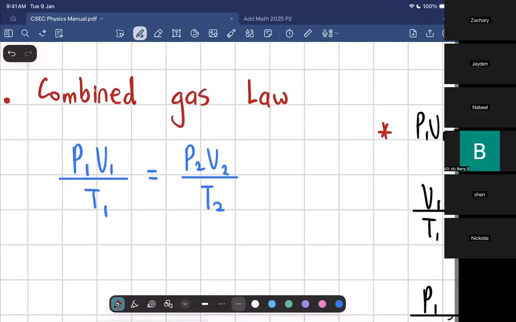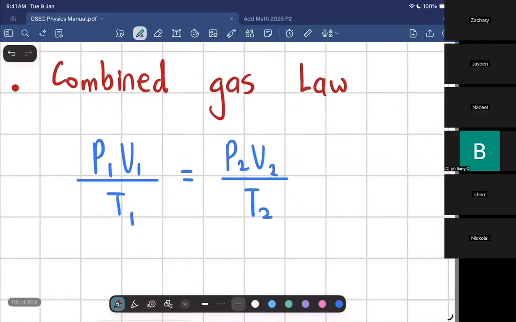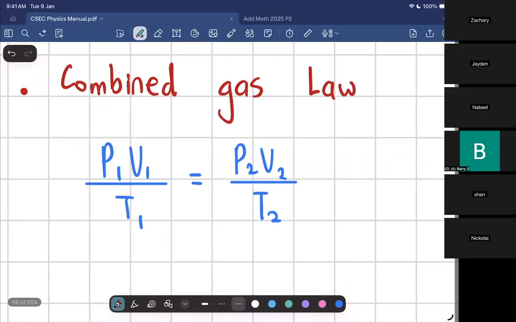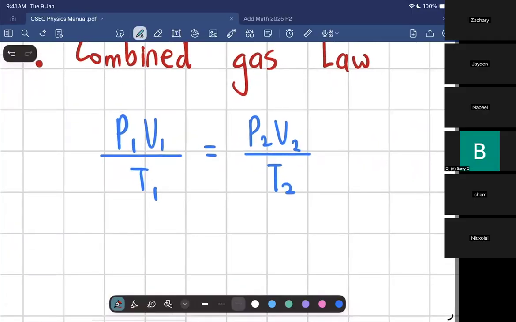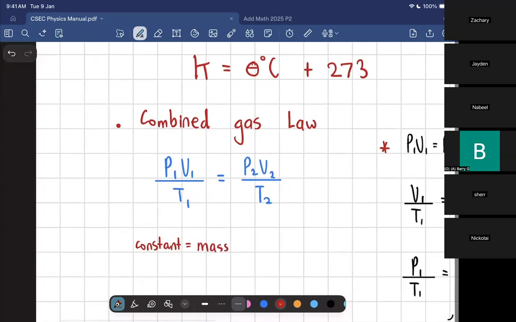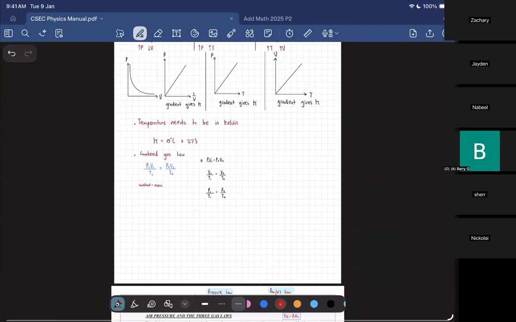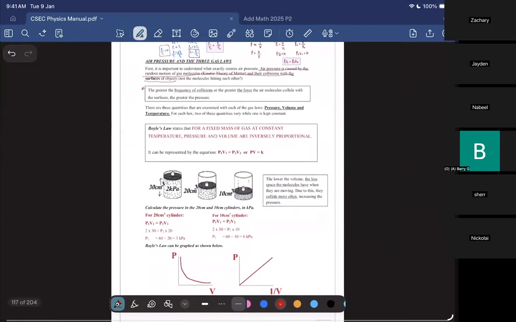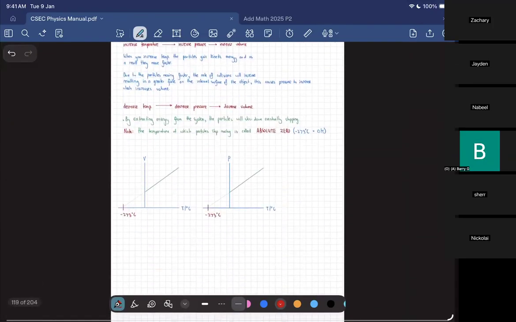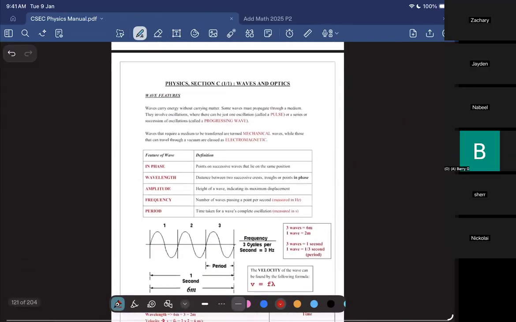And this is the combined gas law. In the combined gas law, the only thing that is constant is the mass, but everything else is changing. So remember that's the combined gas law in case it comes. So finally we're going to wrap up with thermal physics. Now we're going to move on to waves and optics. Finally.